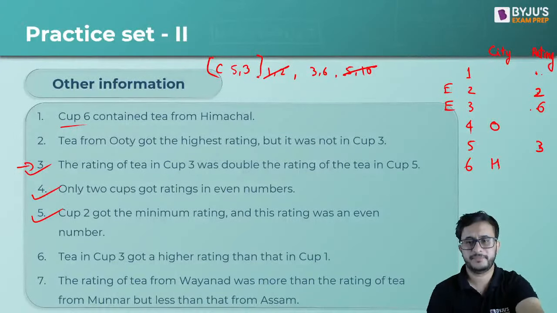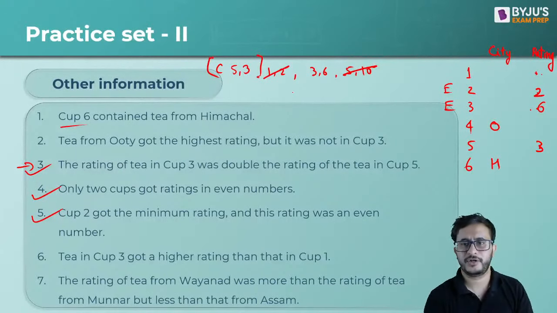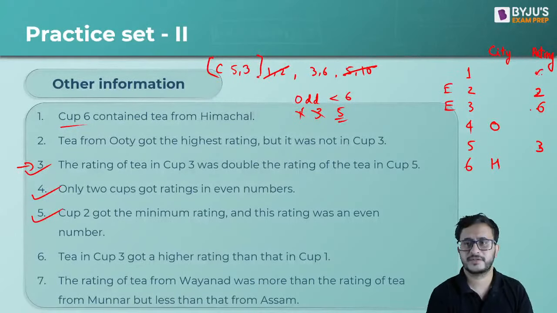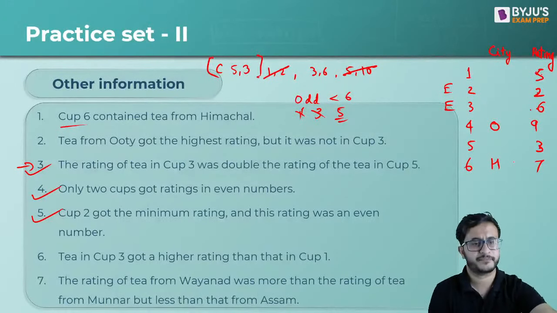Now what could this rating be? This has to be an odd number, less than 6. 1 is not possible because the minimum rating is 2. 3 is also not possible, that is unique. So the only possibility for cup 1 is 5. Now we are left with odd numbers 7 and 9, because 1 cannot be the rating of anyone, right? So this will be 9, the highest, and this will be 7. Okay, so rating is also done.